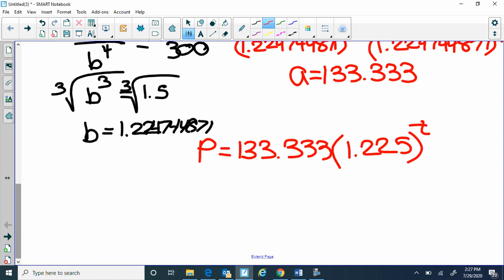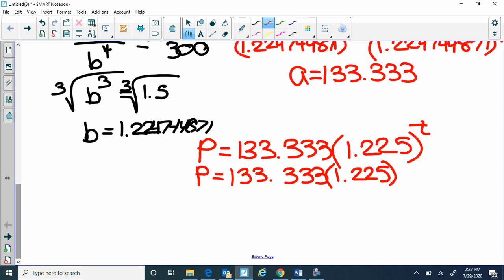Now to predict the number of turtles in 15 years, or sorry, 15 years after it was released, we're just going to plug in 15 for t. So we'll have 133.333 times 1.225 raised to the 15th. And this you can just go ahead and plug into your calculator to find your P, or your population, in 15 years.